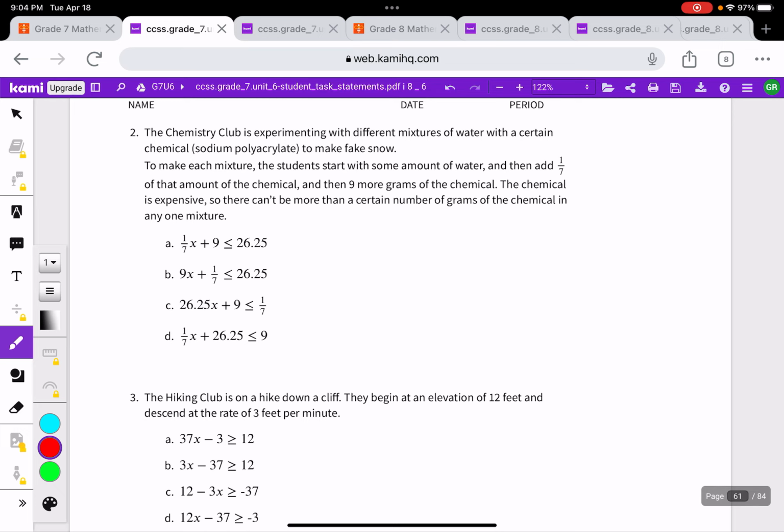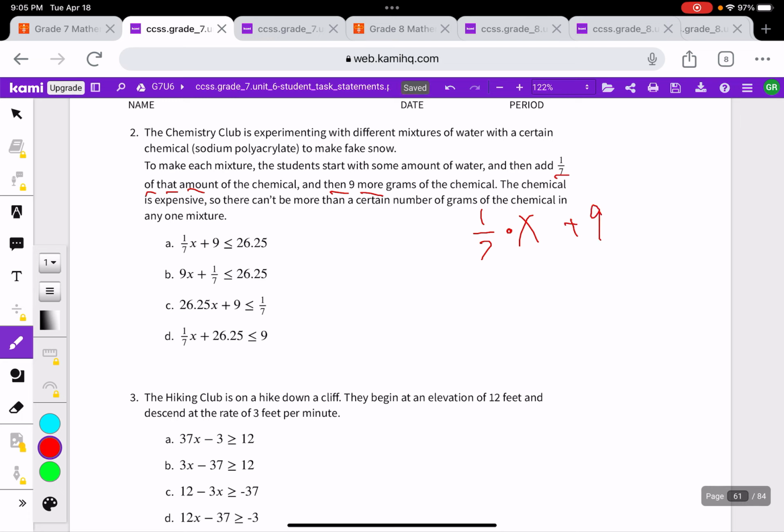But nevertheless, let's read that. To make each mixture, the student starts with some amount of water and then add 1/7 of that amount. So I see 1/7 of that amount. We don't know what that amount is, but when I see 1/7 of, that means 1/7 times that amount. Don't know what it is, question mark or x. So probably looking for a 1/7 x type problem. It says, and then 9 more grams. So I'm going to add 9 to that.